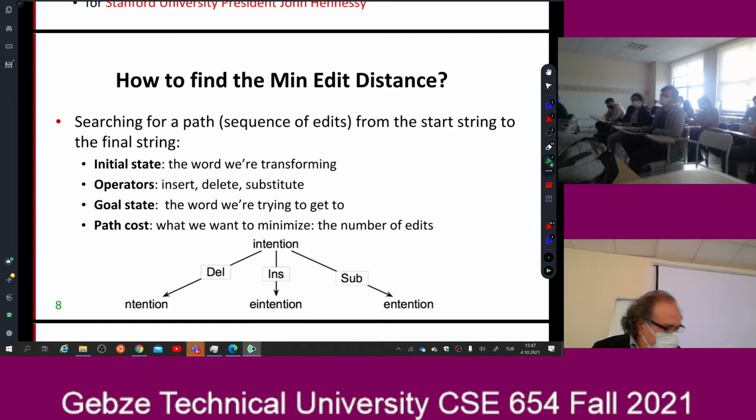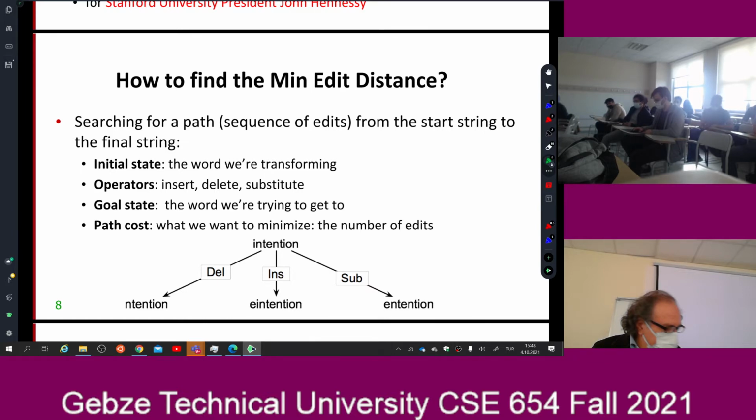So tell me the height of this. What would be the maximum height of this? How many levels would there be if I do it in a stupid way? The log of length of intention plus... No, there are no logs. Height. Intention is already 10 letters. If you take the log, it is just 1. Length of the first word plus the length of the other one, right?